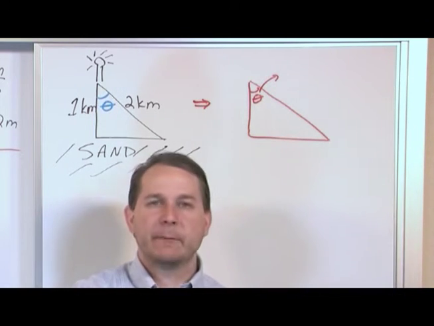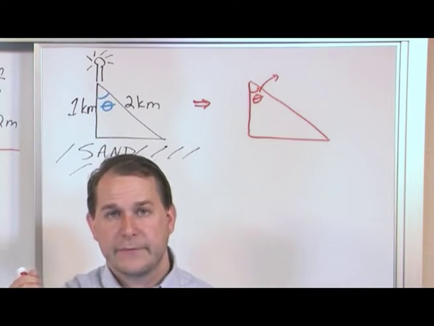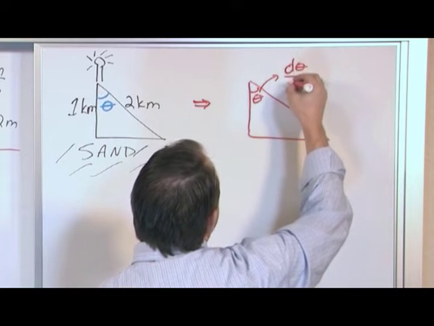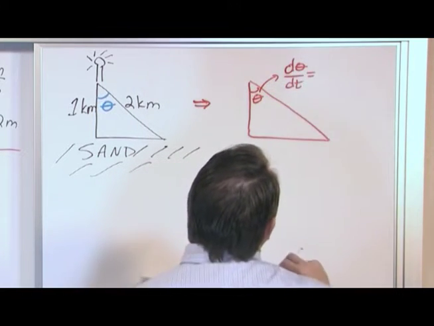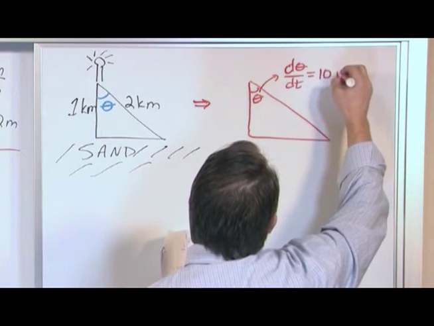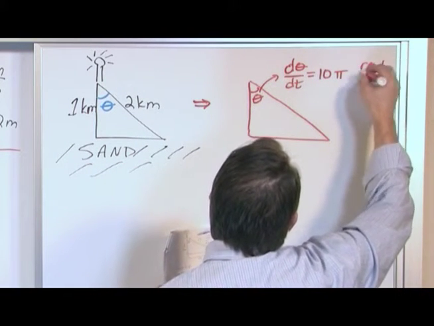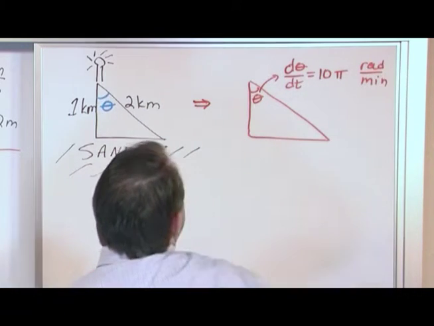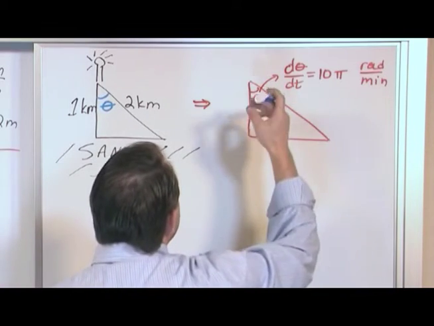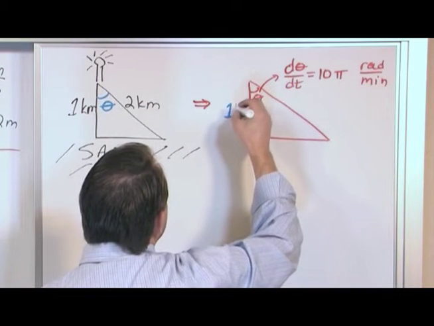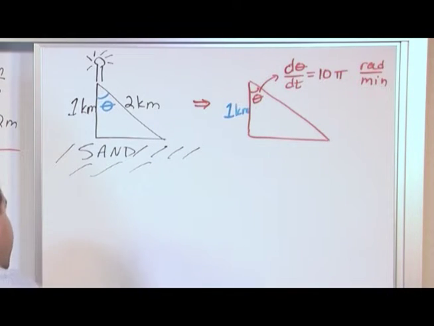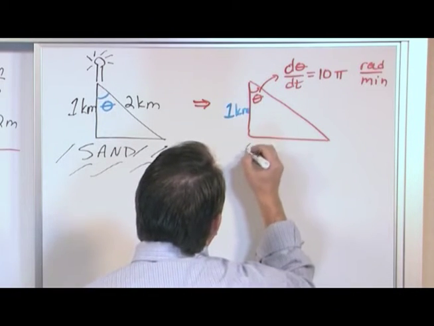When you see something per something, you should immediately think derivative. So how would we label it? d theta dt. We know what this is. It's the rate of change of the angle of this light beam, and it's 10 pi radians per minute. So this is something that we're given, right? Now this vertical distance here is not going to change ever, so we're still going to label this 1 kilometer. But this distance right here, we're going to go ahead and call this x.